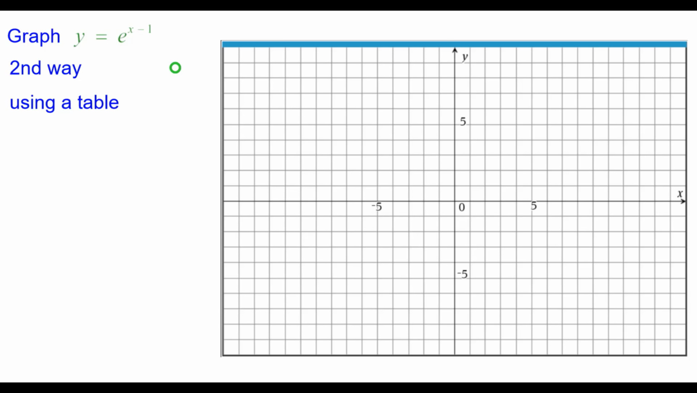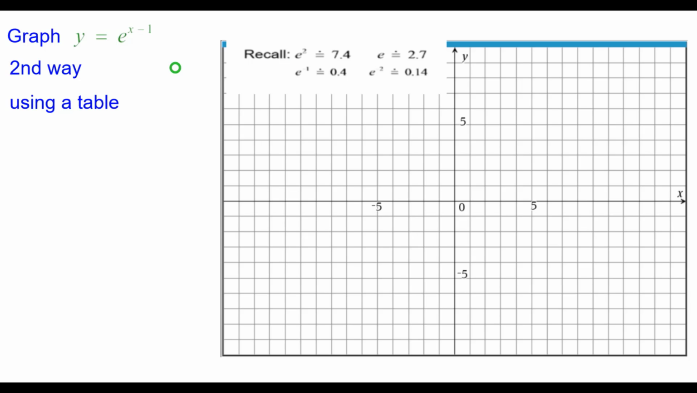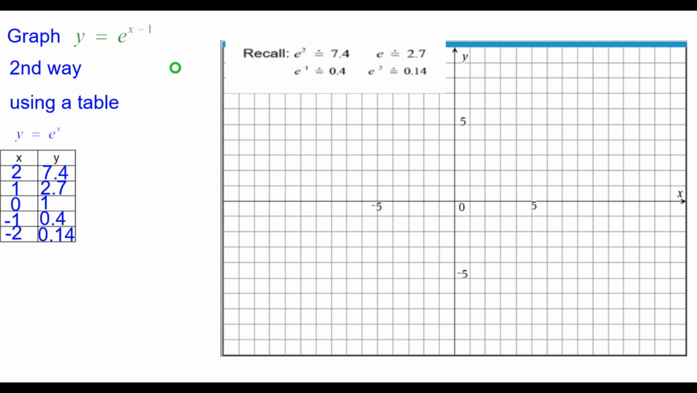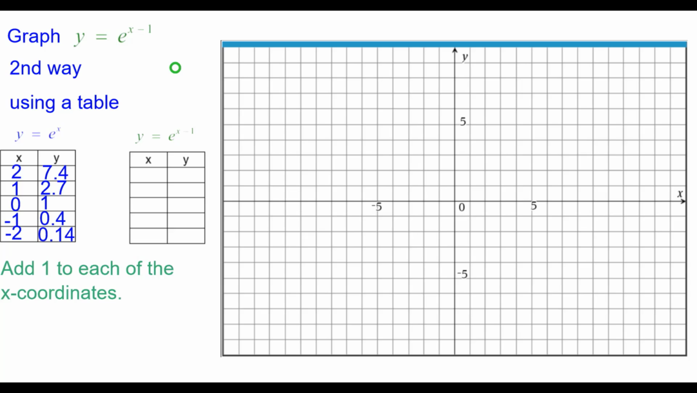Second way is using a table. Again, we'll recall those powers of e here when we make our table. We're going to add 1 to each of the x coordinates because of that minus 1 in the exponent there. This is a horizontal shift to the right. So 2 plus 1 is going to be 3. But we keep the y coordinates the same, so it's going to be 3, 7.4.